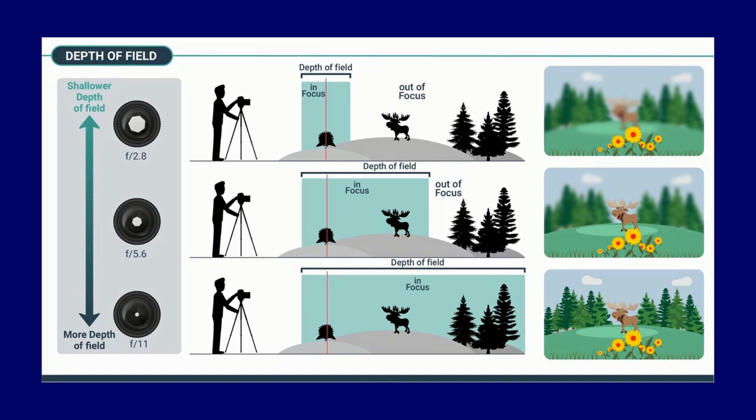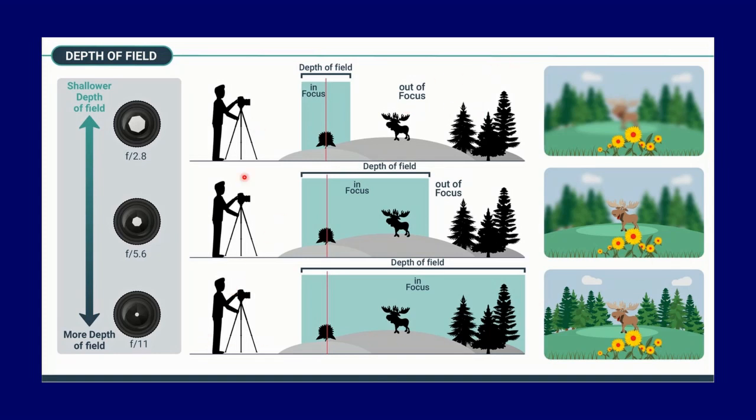What is depth of focus? In this figure, you can see in this lower part the image in focus for the flowers, the animal, and the trees. So all this is in focus. In the middle picture here, only flowers and the animal are in focus, while in the top picture, only flowers are in focus and the remaining are out of focus.